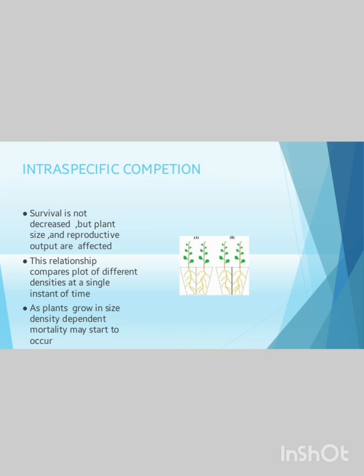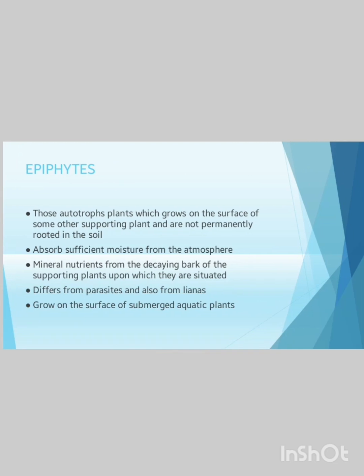Next, intraspecific competition. Survival is not decreased, but plant size and reproductive output are affected. This relationship compares plots of different densities at a single instant in time. As plants grow in size, density-dependent mortality may start to occur.